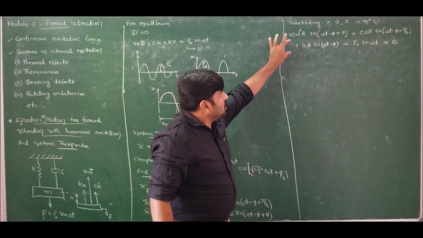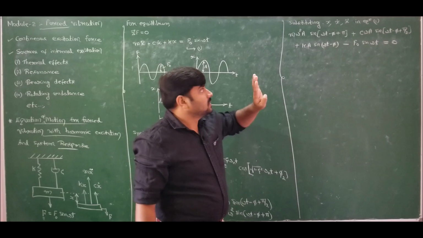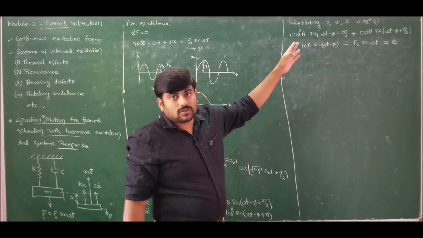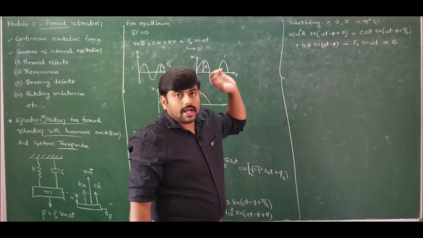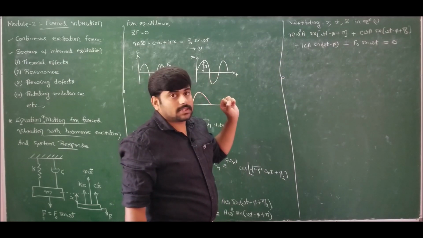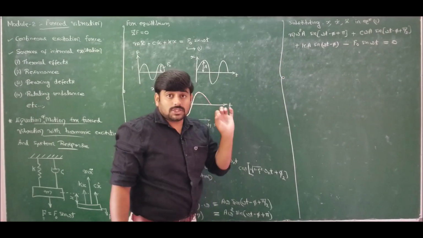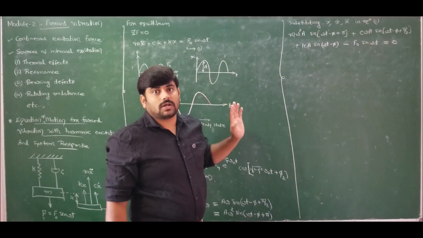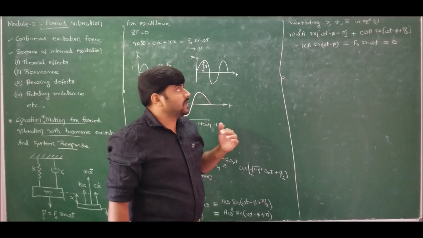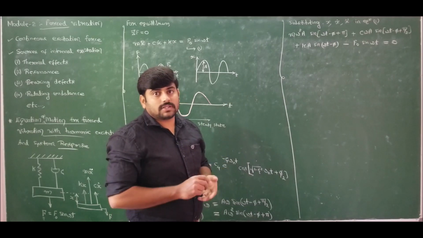Now we can solve this equation in 3 different ways. One is using trigonometric solution, another is using complex algebra, and the third is geometric analysis. The easiest one is the graphical method, so I will go with the graphical approach. That is the easiest way to get the particular solution for this problem.